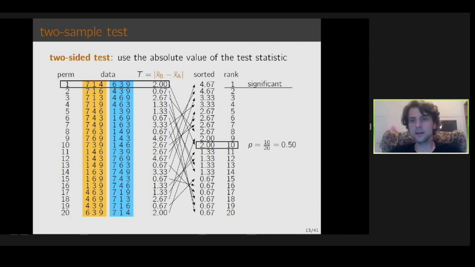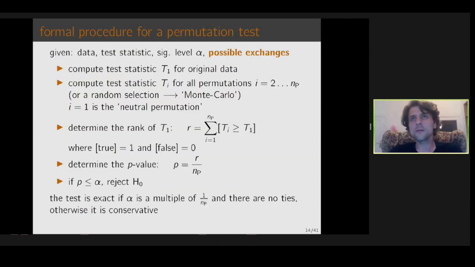So for this little data set, which is probably not very surprising, there's neither a significant effect of increase nor a significant effect of decrease. And this also does not depend on whether we are running a one-sided or a two-sided permutation test. So from this introductory example, we are already able to derive something like a formal procedure for a permutation test.